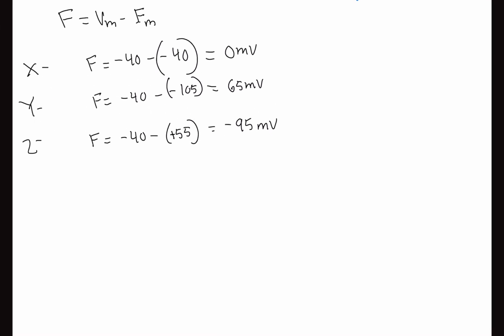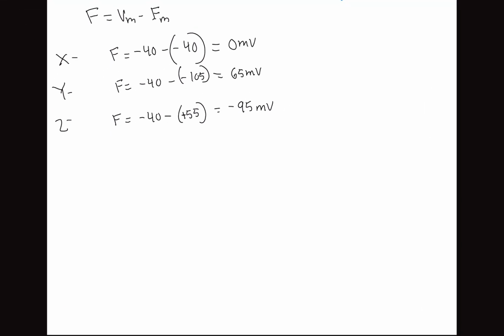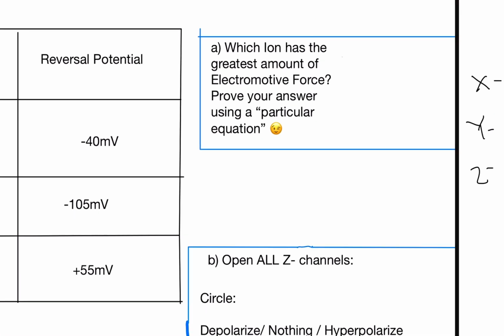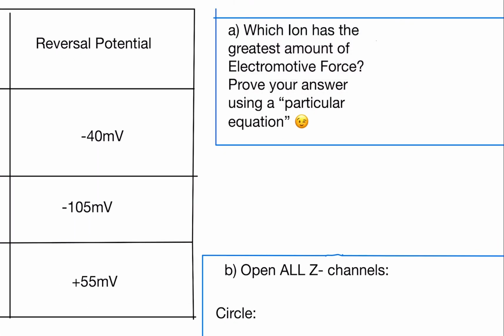What's the correct answer? Be careful. You might say it's Y, which is 65 millivolts, because that is the highest number, right? If 0 compared to negative 95, 65 is the most, right? Wrong. So what you're looking for is the absolute value of these numbers. The absolute value of 0 is just 0. Absolute value of 65 is 65. And the absolute value of negative 95 is positive 95. So technically 95 is the highest, the greatest electromotive force. So the answer right here is Z.